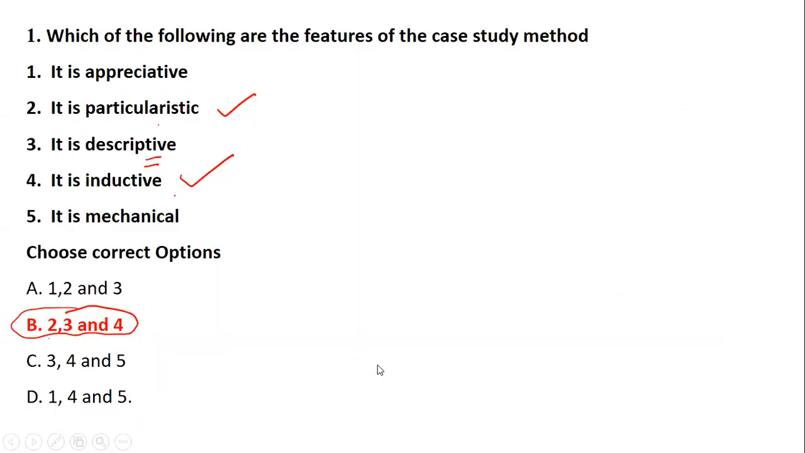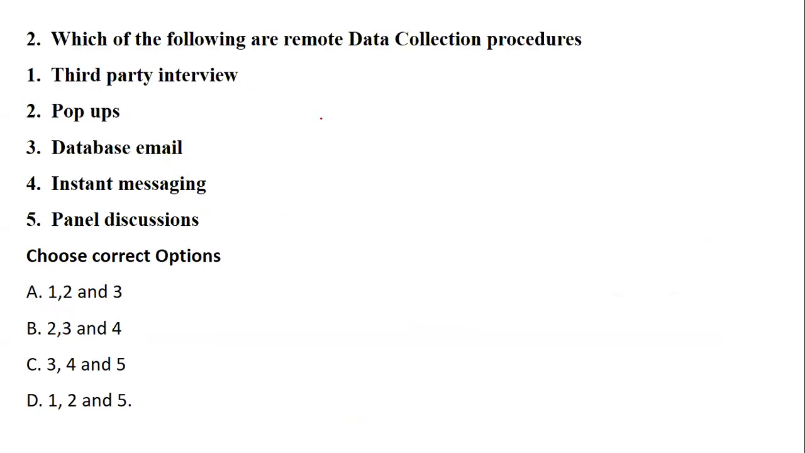So I hope it is very clear what a case study method is, what the features are, and how these features stand correct with the statements, right? Coming to the next question, the question is very easy. Basically, it is about data collection. But see what they have given: which of the following are remote data collection procedures? So you need to say which, from the given options, is remote data.